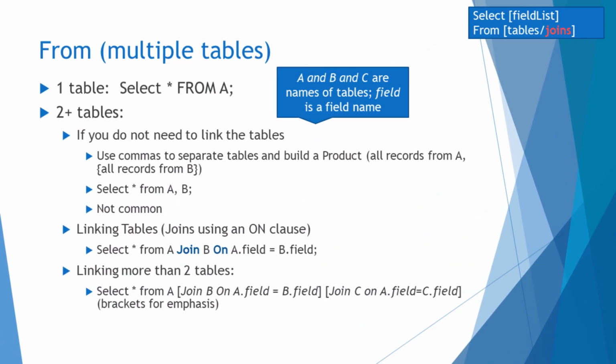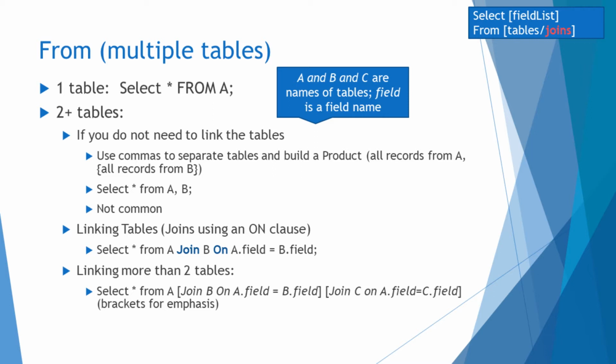So first off, we're going to revisit the from clause. So the first part of this, when we have a single table, we simply say select star from table name, which is fine. I'm going to refer to A, B, and C as my tables and field as my field names. I also have a little notation up in the top corner that says where we are working in that select statement. So we're going to keep building onto that box of select field list from tables. In this case, we're going to start introducing the word join.